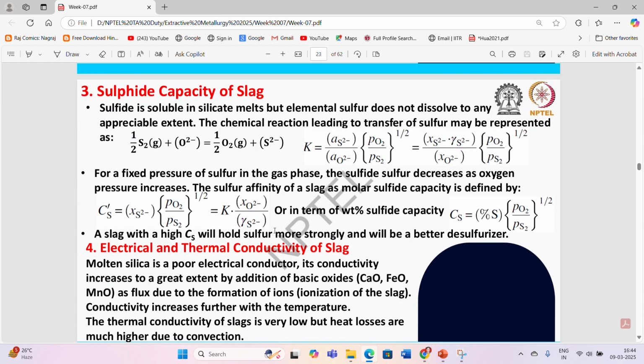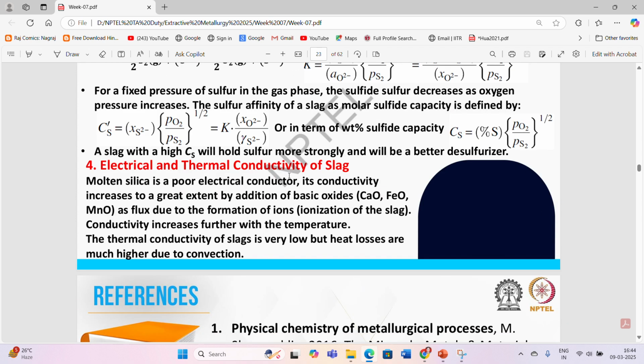Then coming to the sulfide capacity of slag. Sulfide is soluble in silicate melts, but elemental sulfur does not dissolve to any appreciable extent. The chemical reaction leading to transfer of sulfur may be represented as S2 reacting with O2, getting converted into oxygen gas, and S2- going towards the liquid metal phase. So we can calculate the rate constant for that particular material.